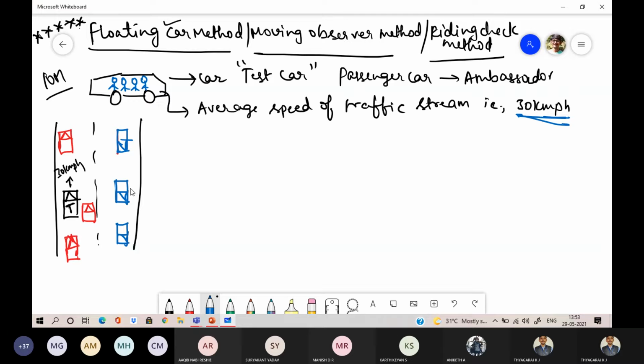You should remember, in the floating car method, a test car is procured or adapted to determine the speed and delay of the vehicle. The test car will be moving at 30 kmph.